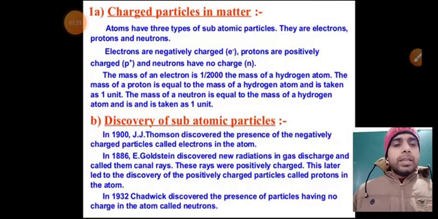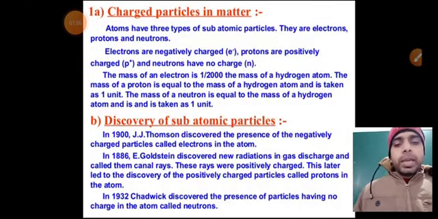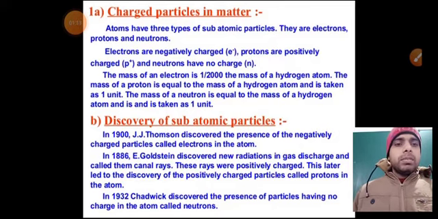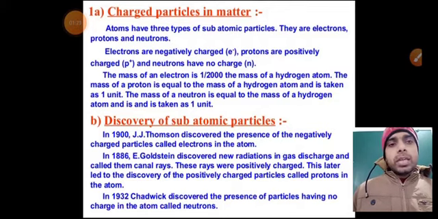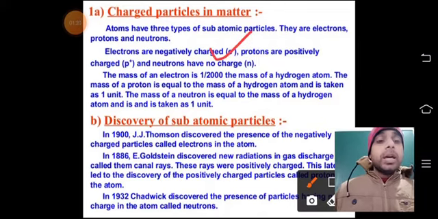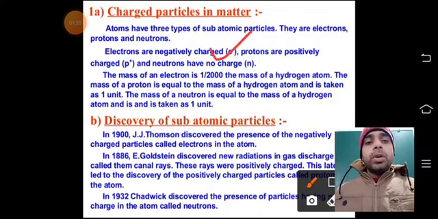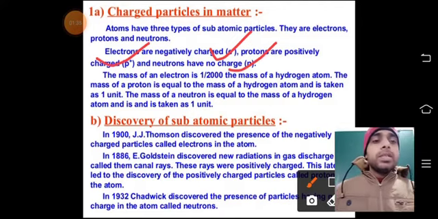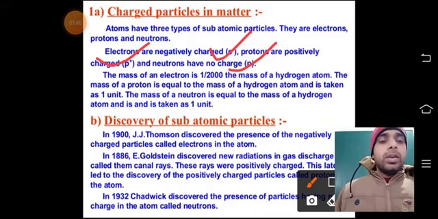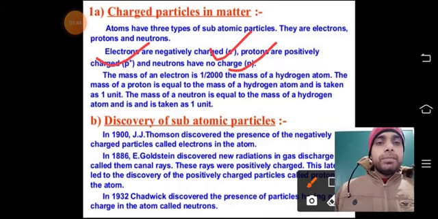Now, if I am talking about any matter, you all know that matter contains some charged particles, and the charged particles can be the result of subatomic particles. You know that electron, proton and neutrons are there. Here you can see the electrons, which are negatively charged particles. Protons are positively charged particles, and neutrons do not contain any charge, which means the charge on the neutron is zero.